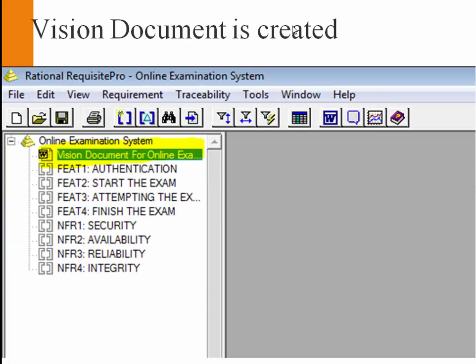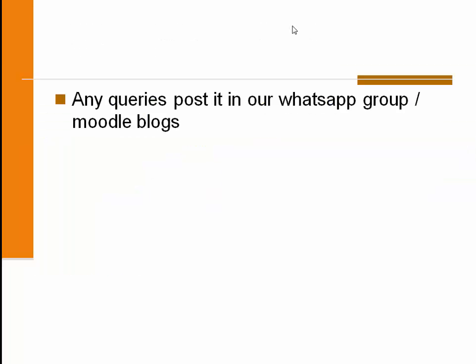With this, we stop with the RequisitePro tool that is being used for creating the vision document, and we end up with module 4.